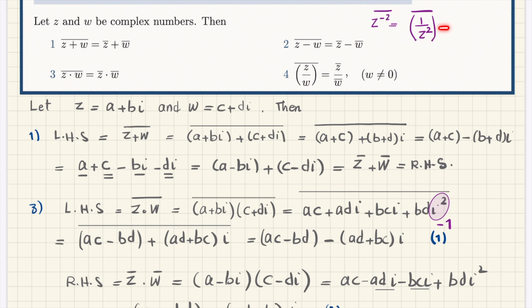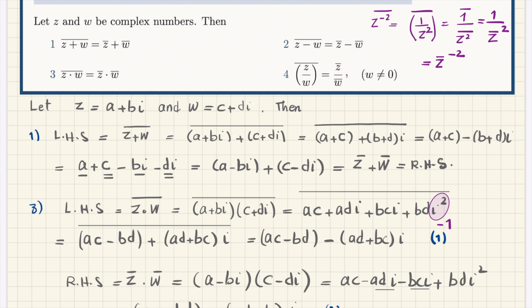So what you can do is write 1 bar divided by z squared bar. But what is 1 bar? It's 1. And we just showed that z squared bar is equal to z bar squared. Then I bring it up again, so it becomes z bar to the power of minus 2. So this also works for negative numbers.